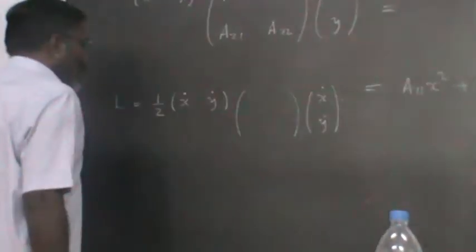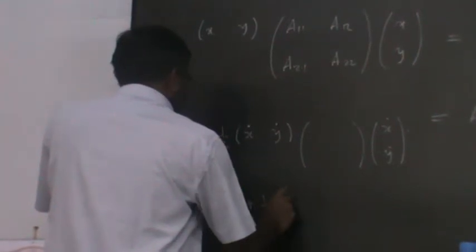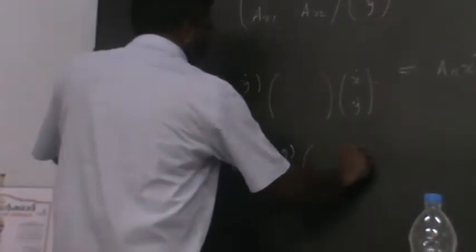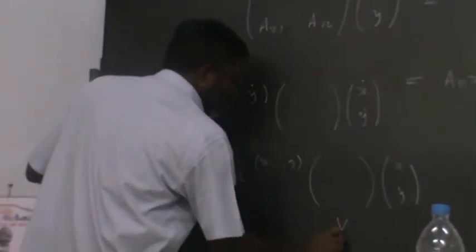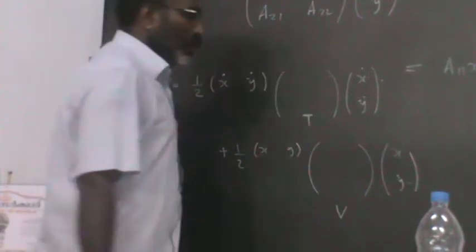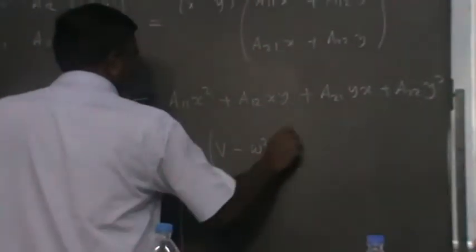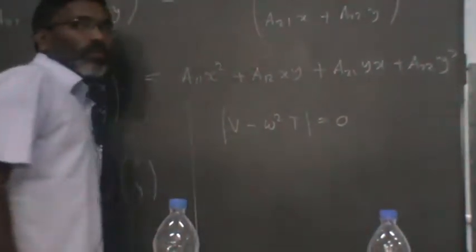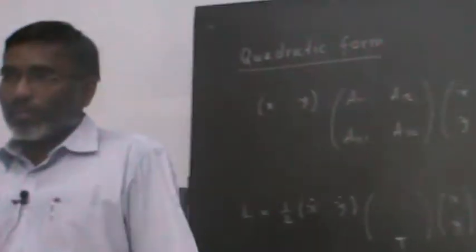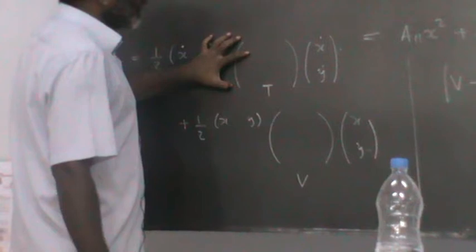This is the kinetic energy. This matrix will involve mass, etc., plus half x, y into a matrix x, y. So this matrix, you call it the potential energy matrix. This matrix, you call it the kinetic energy matrix. And you might recall that you set the determinant of V minus omega squared T equal to 0 to find the normal modes of vibration. Okay, so this is the quadratic form that you will use.